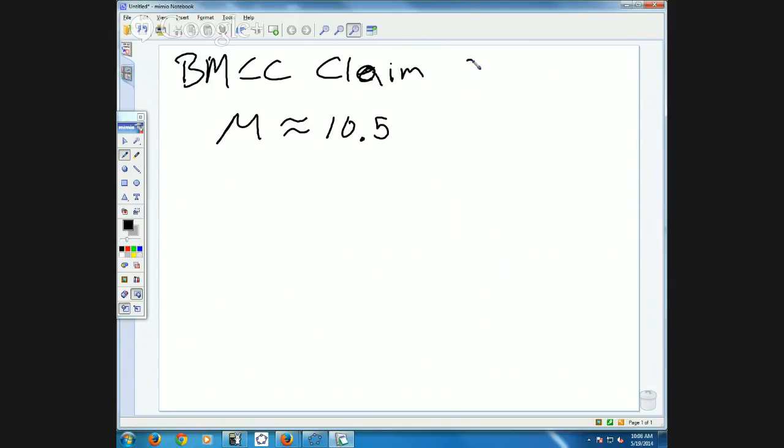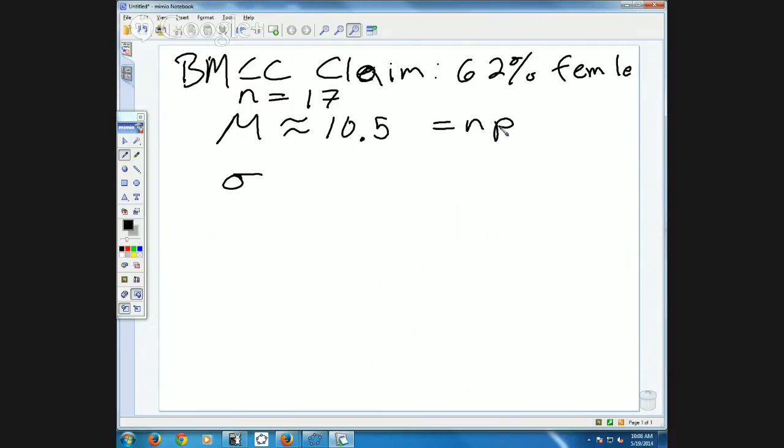Claim: 62% female students. And we have a sample of n equals 17. We're just going to stick with that 17 for now since we started calculating. What's the standard deviation? How do I find that? So mu was NP. How do we get sigma? The square root of n times p times q. N times p times q in the square root, correct.